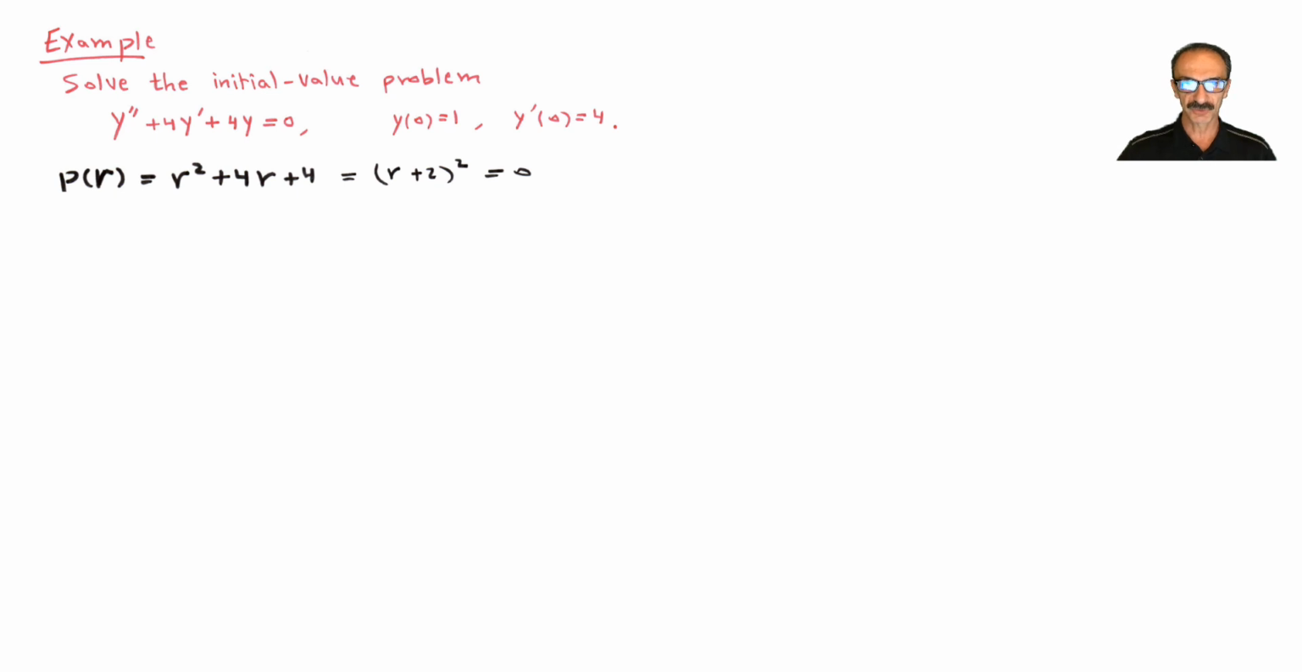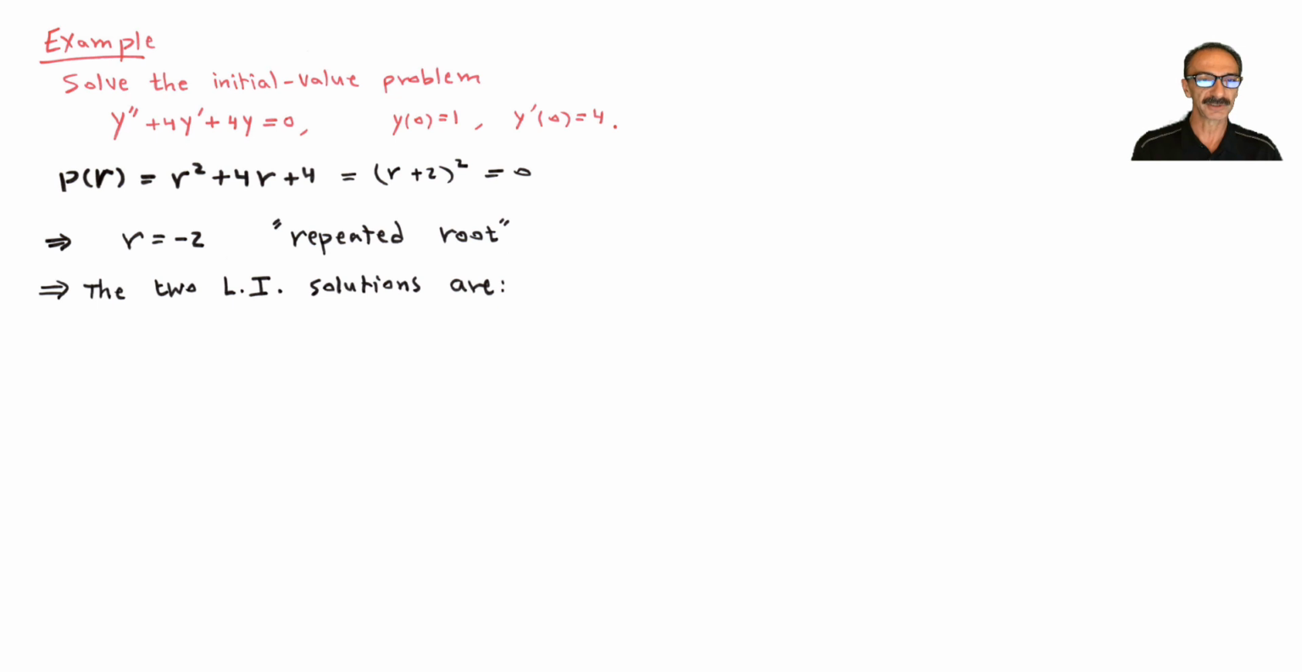Factor it: r plus 2 squared. So we have a repeated root now. Repeated root. The first example was distinct. The second example was distinct but complex. The third example is repeated. And if you remember a while ago in this video, we talked about r minus r1 to the power m. So we have a root repeated m times. This time m is 2. So we're going to apply the repeated feature right here.